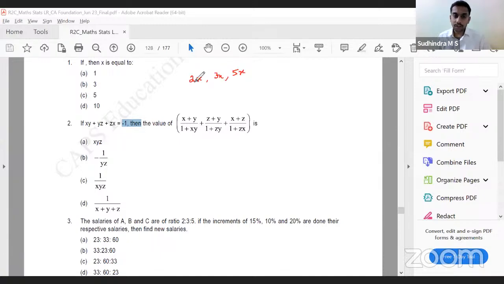Increment of 15% for the first person. So what would be the revised salary? 2x into 15% gives 2.3x. Then 3x with a 10% increase is 3.3x, and 5x with a 20% increase is 6x. So the ratio that we get is 2.3 is to 3.3 is to 6. We cannot have ratios in decimals, so I'll multiply by 10. You get 23 is to 33 is to 60. Option A.